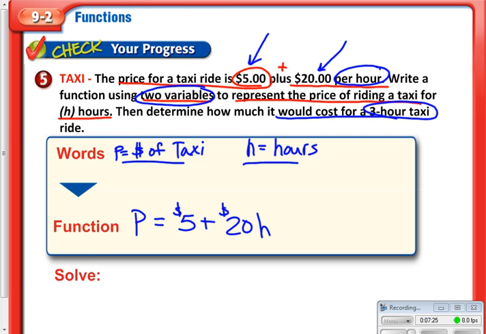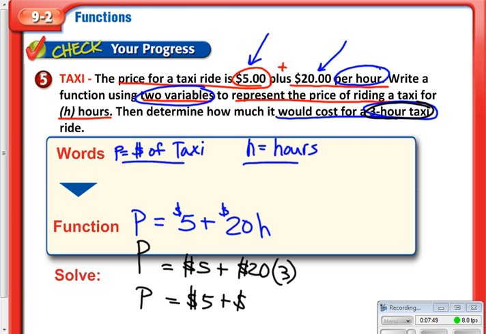Once you have your function, you need to solve what they mention above. Above it says to determine how much it would cost for a 3-hour taxi ride. So here we go. The price equals that initial $5 charge plus $20 per hour. An hour is 3, as stated above. Your price equals 5 plus 60, and the price for the taxi for 3 hours would be $65. This will conclude 9.2 functions.